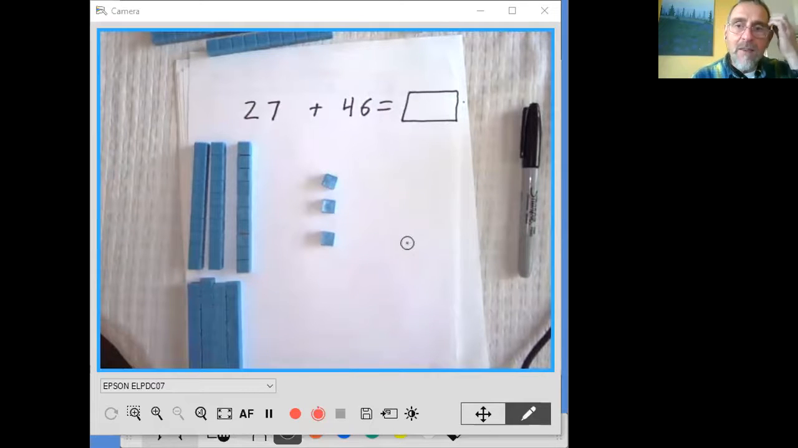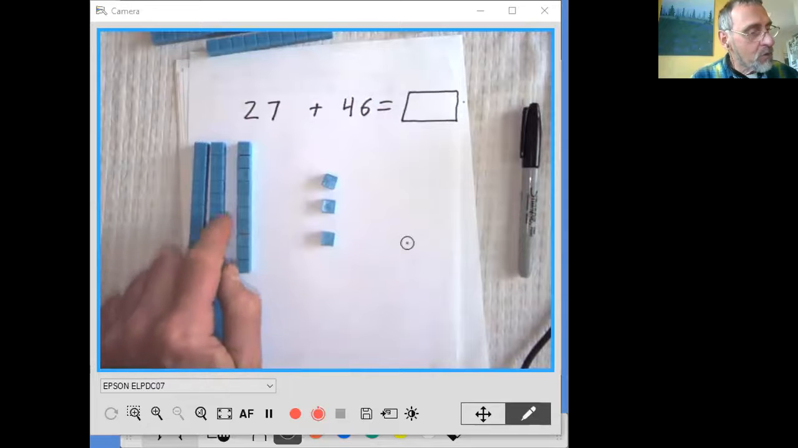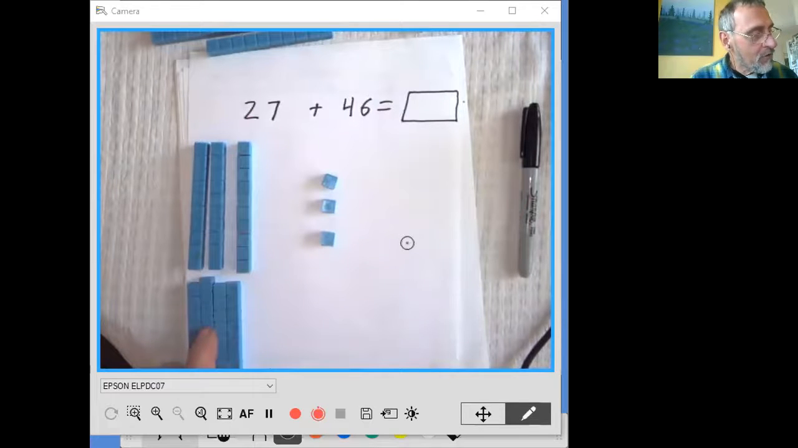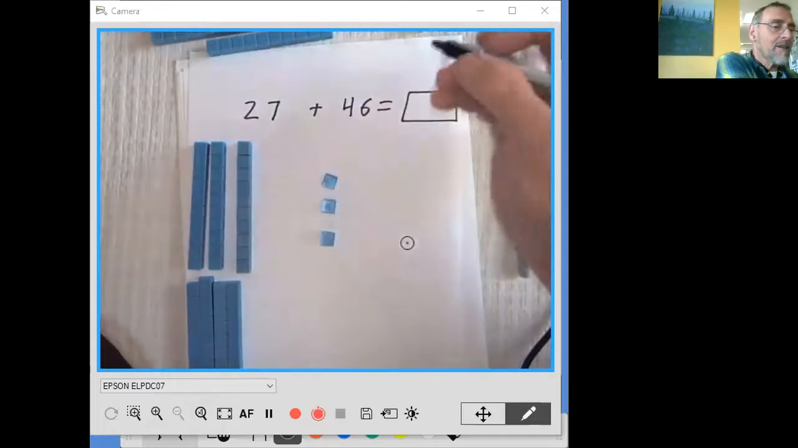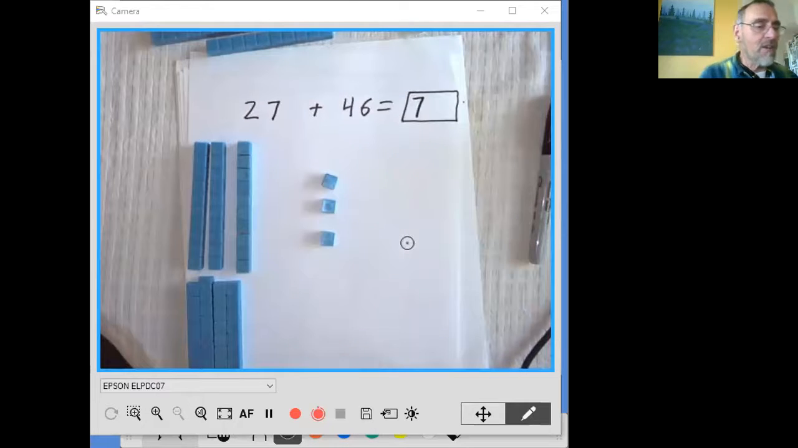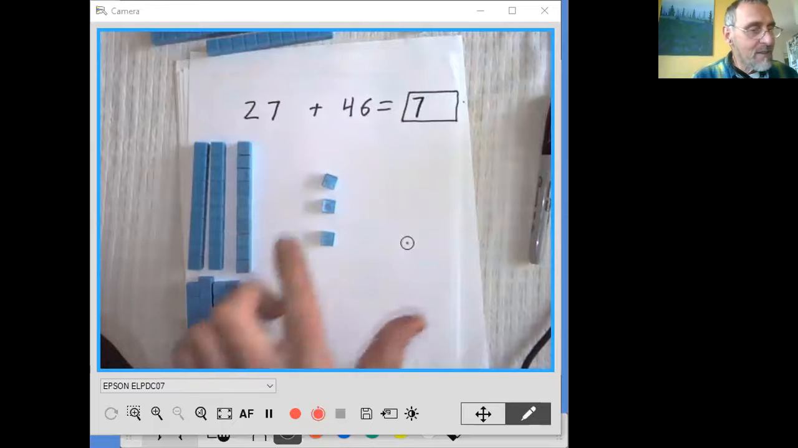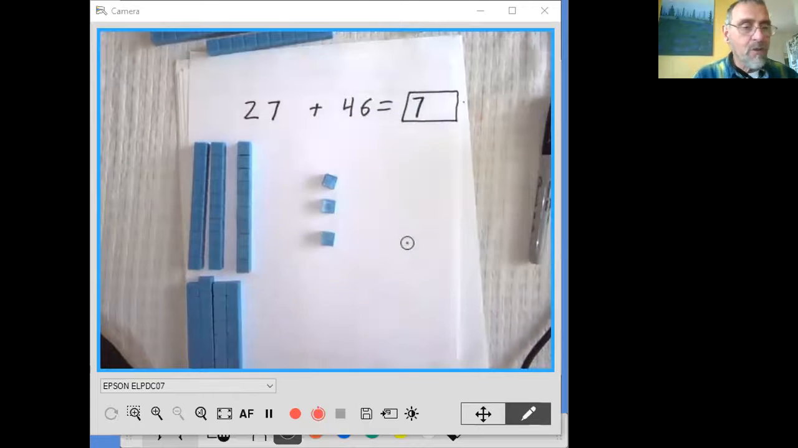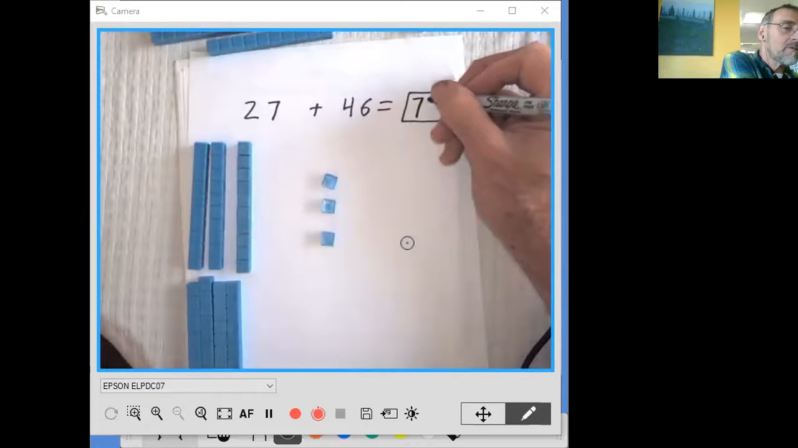So let's count how many 10s we have. 1, 2, 3, 4, 5, 6, 7. So we have 7 10s. So I'm going to put 7 on the left-hand side where the 10s go. We had 7 10s and 3 1s left over.